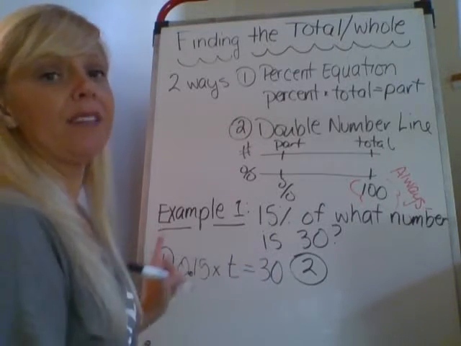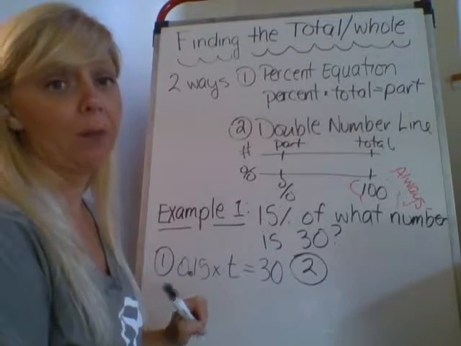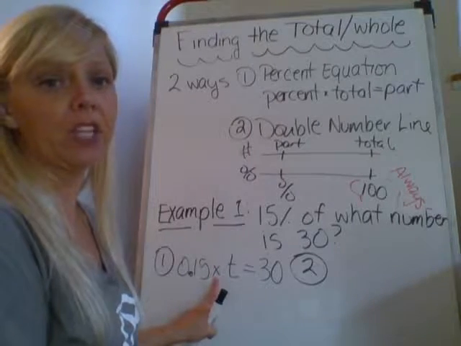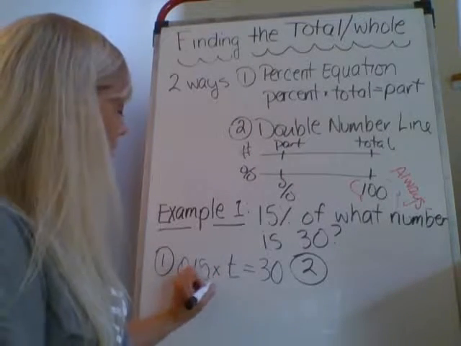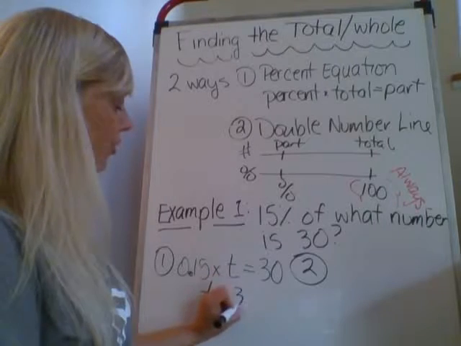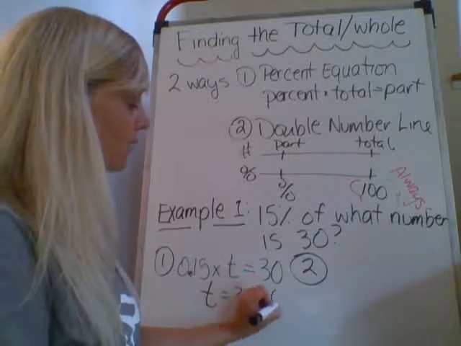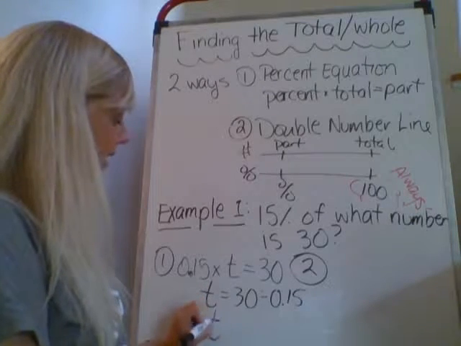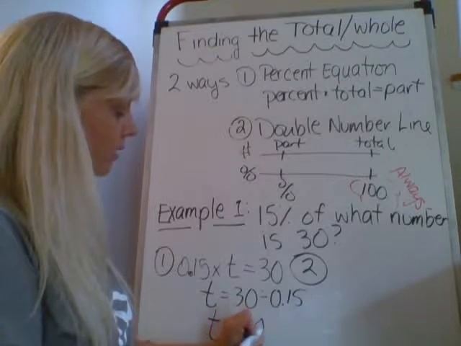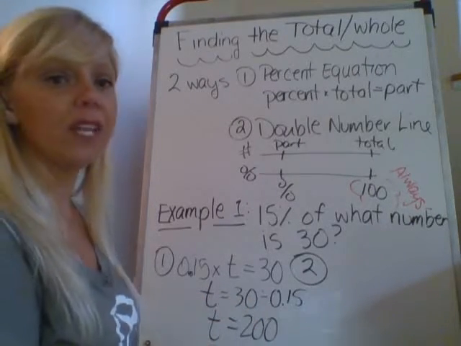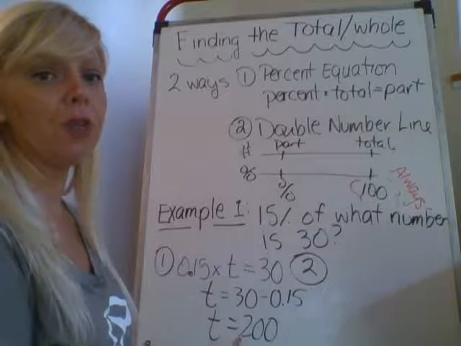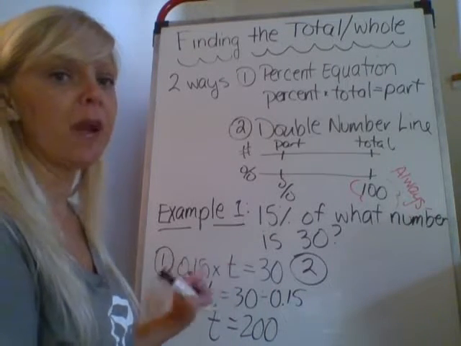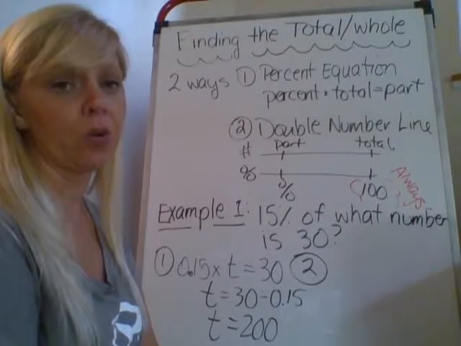And now I've got a decimal equation problem. So how do I undo multiplication? I use division. So T is 30 divided by 0.15, and T is 200. Okay, so that's what it is. So 15% of 200 is 30. If I plug this back in, that's going to make my percent equation work.